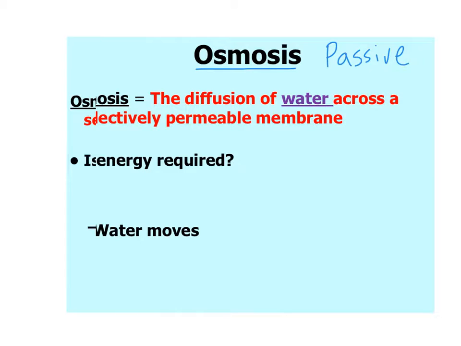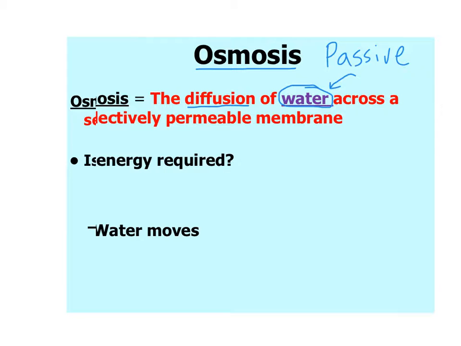And this time it's the same thing, but this time it's the diffusion of water. That's the only difference. It's the diffusion of water across a selectively or semi-permeable membrane. So the only difference with osmosis is we're specifically talking about water. We're not talking about ions. We're not talking about glucose. We're not talking about gases like oxygen or CO2. It's specifically water.